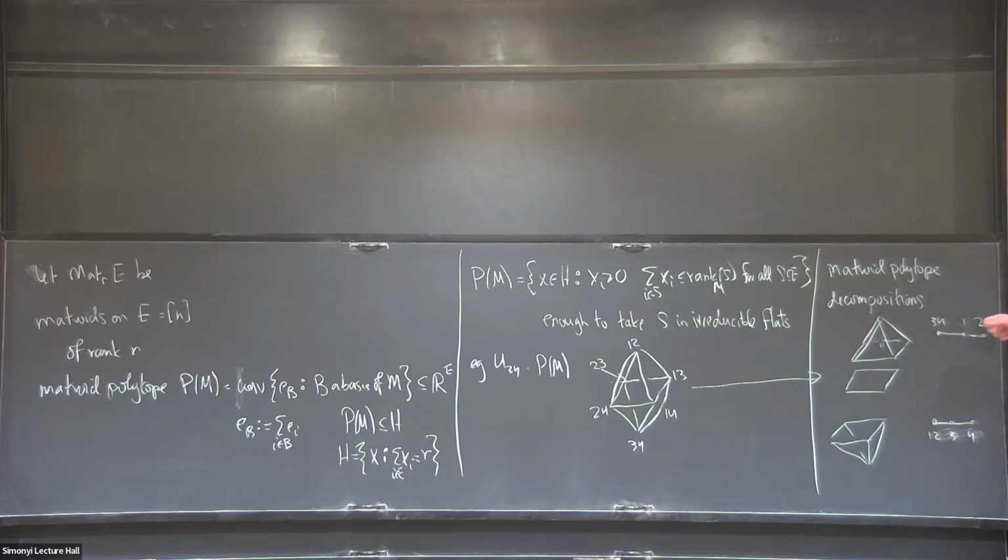And then the roles of 3 and 4 and 1 and 2 are exchanged as I flip from the top to the bottom. And then on that middle slice, the intersection of those two matroid polytopes is also a matroid polytope for an even more degenerate matroid.